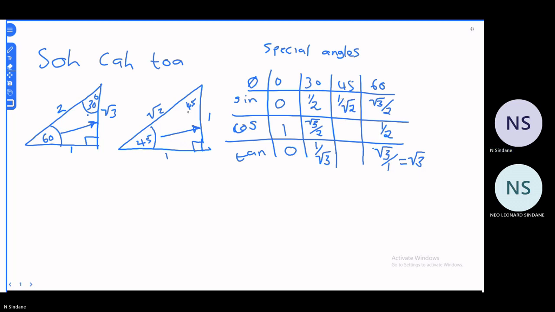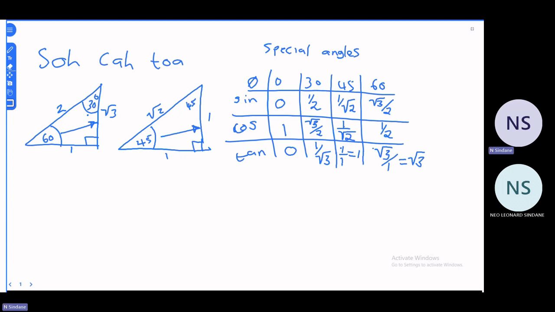Right? Then when I come to cos 45, adjacent over hypotenuse, what is my adjacent? Adjacent is 1. Then my hypotenuse is square root of 2. So it means I'm going to have 1 over square root of 2 here. Right? Then let's come to the next one, which is tan. What is tan 45? I have 1 over 1. So my adjacent is 1 and my opposite is 1. So opposite over adjacent is 1 over 1. This is equal to 1. Right? That is my solution.